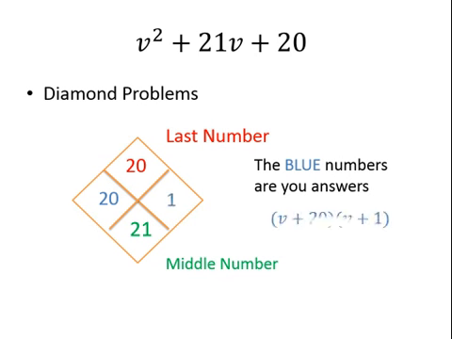So now we'd end up writing v plus 20 and v plus 1. And that is our solution that we're trying to get. Okay, so those two side numbers are what we're looking for as our answers.